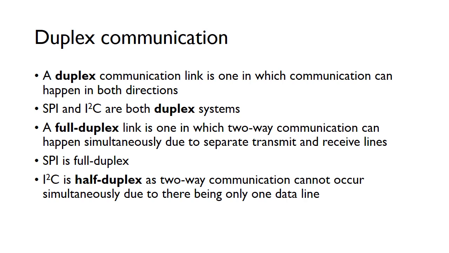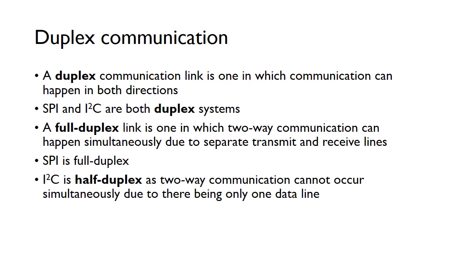Let's briefly mention duplex communication. This is when communication can happen in both directions. SPI and I2C are both duplex systems, so we can send from master to slave or slave to master. A full duplex system is one where two-way communication can happen simultaneously. SPI is full duplex because we've got this MOSI and MISO line, so communication can happen both ways. We've got separate transmit and receive lines.